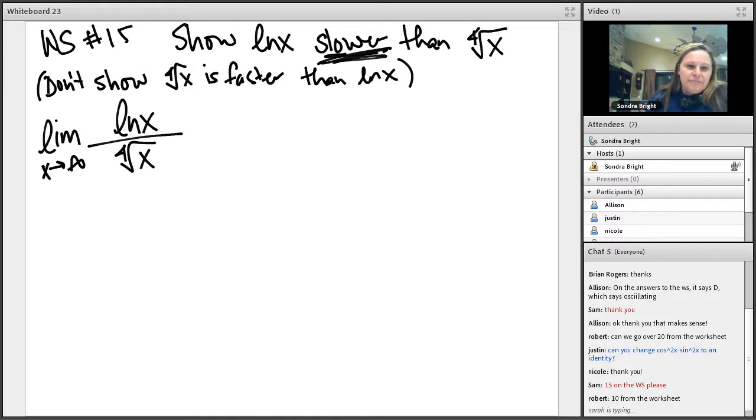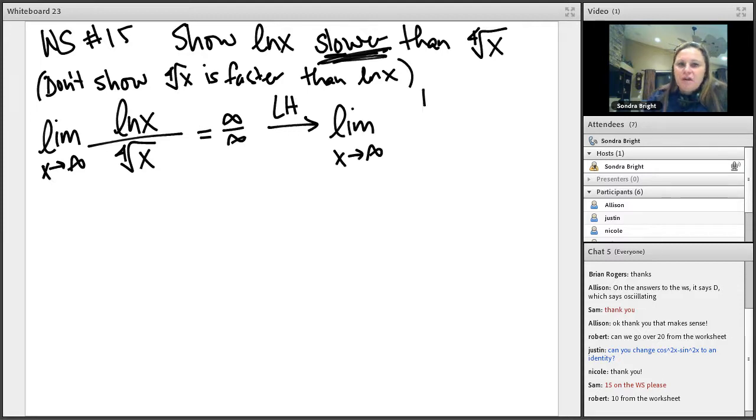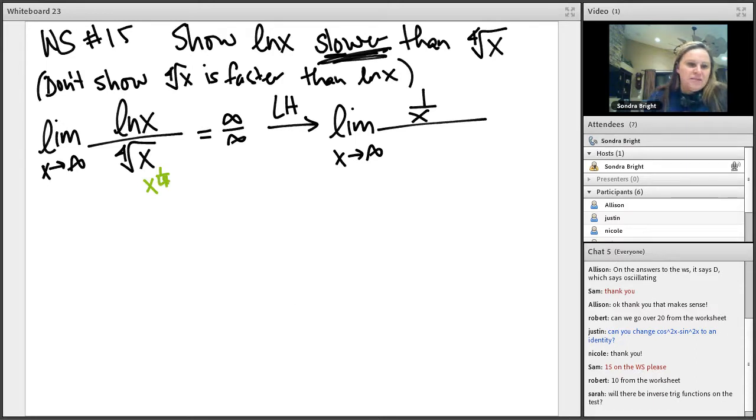This is definitely an infinity over infinity, which means you can do L'Hopital's rule. That would be the limit as x goes to infinity of the derivative of natural log, which is 1/x. For the bottom, let me rewrite it to make my life easier: the 4th root of x is x to the 1/4. The derivative of x to the 1/4 would be 1/4 x to the negative, because 1/4 minus 1 would be -3/4.